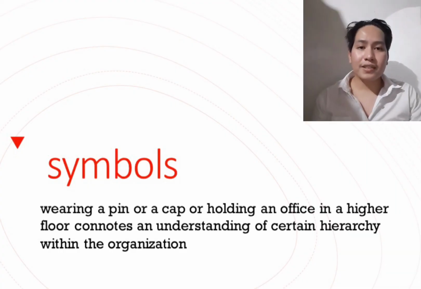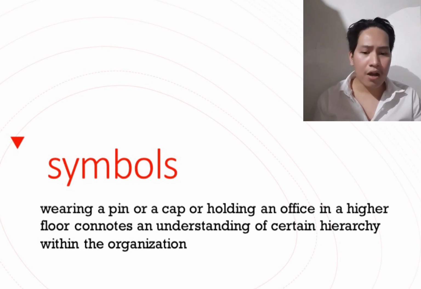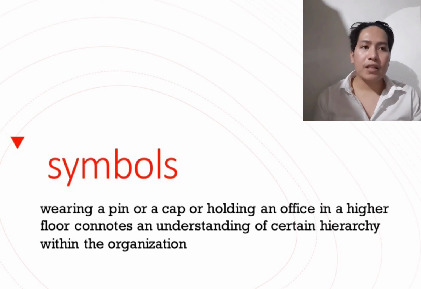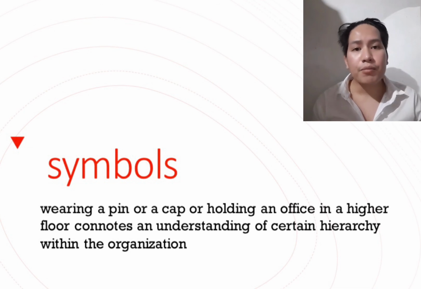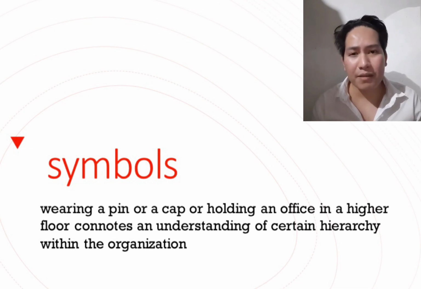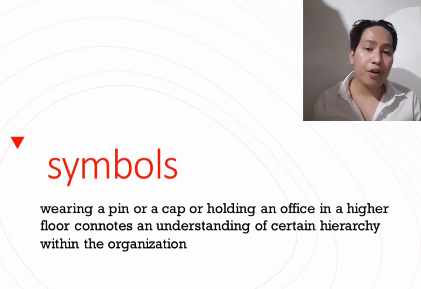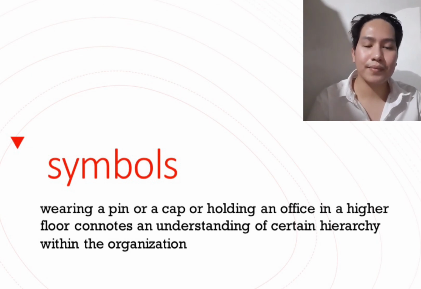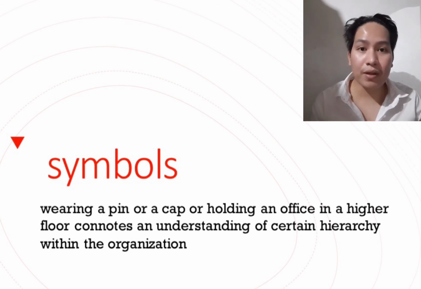Number 3 is symbol. Ito ay isa sa naging culture na ng mga kumpanya. Kasi importante itong symbols para ma-recognize mo kung ano bang position niya sa kumpanya or department siya sa kumpanya. Ang example nito is yung mga pin, cap, or yung mga sinusuot nila. Para magkaroon ng differences sa bawat departments and para mabilis nilang ma-recognize yung empleyado na yon.